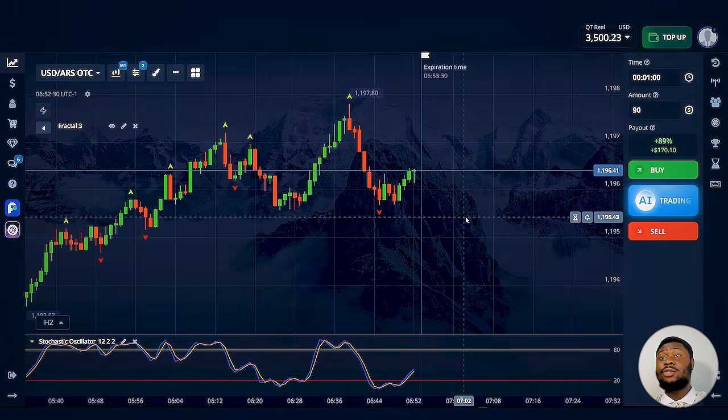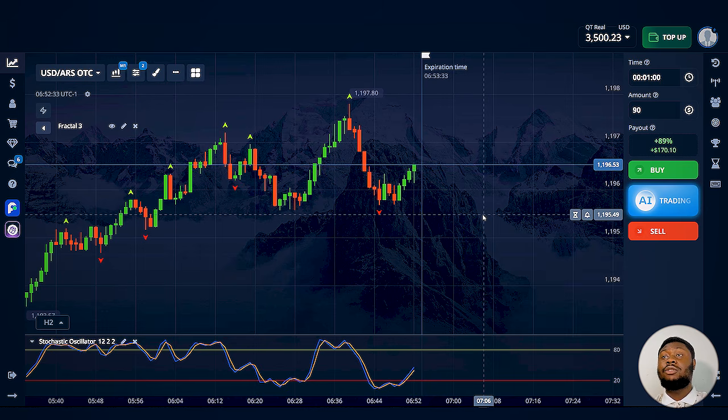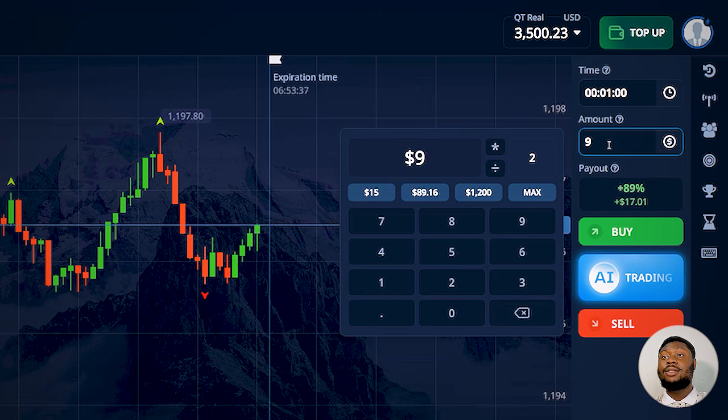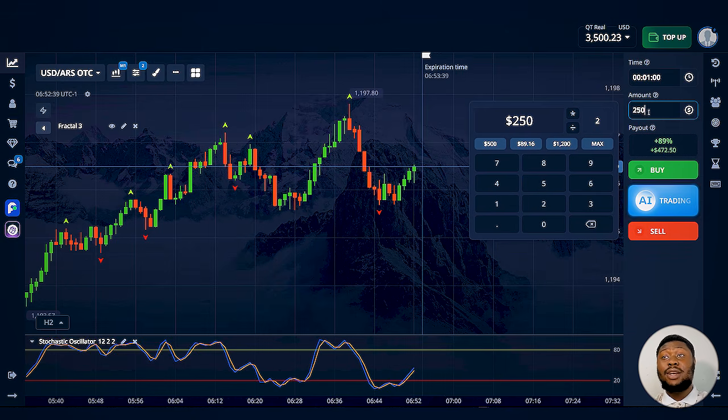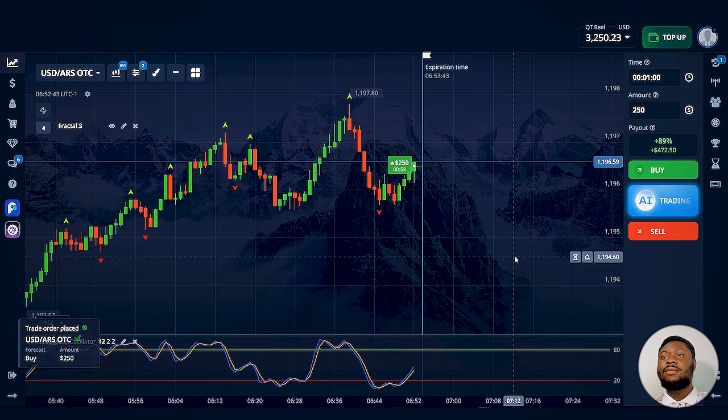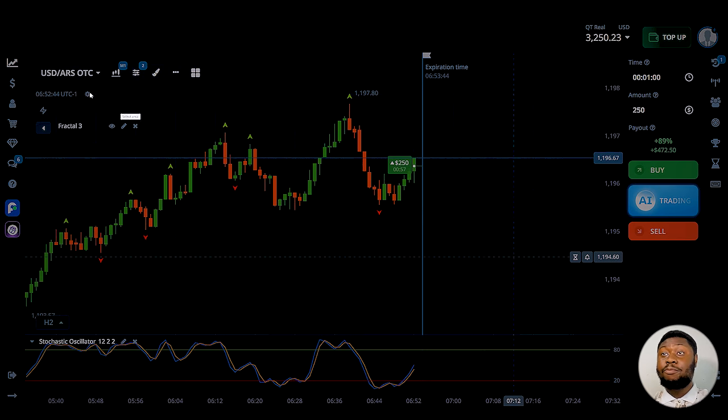Let's take the situation into account and open the first trade. The trade time will be 1 minute and I'll make the trade amount $50. My forecast is that the price will rise and I press the green button to open the trade. So guys, are you ready?